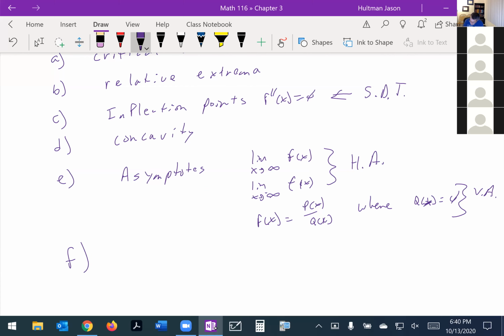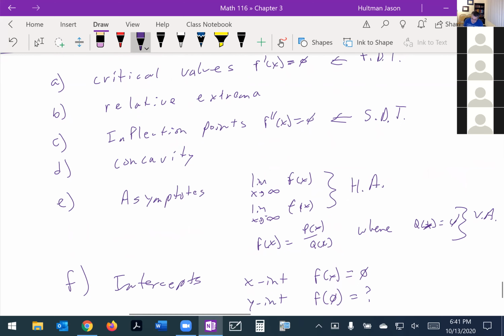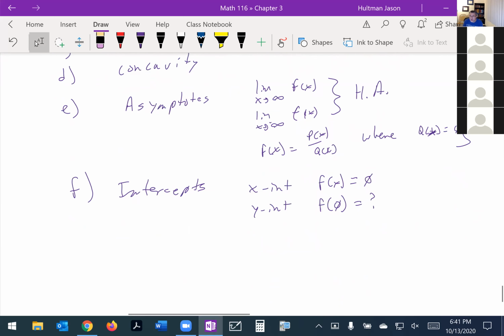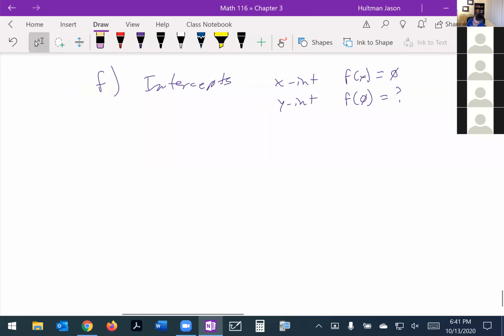And then the last thing that I want to get is the intercepts. So how do I find the x-intercepts? For the x-intercepts, let the original function equal 0, and for the y-intercept, we're going to let x go to 0. So that's how we're going to graph this thing. We're going to do a, b, c, d, e, and f for the next function. Let's go through A, B, C, D, E, and F on the next one.